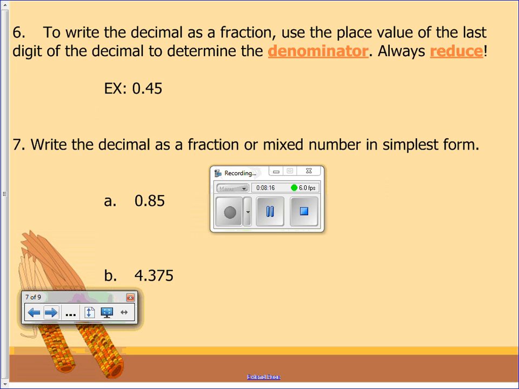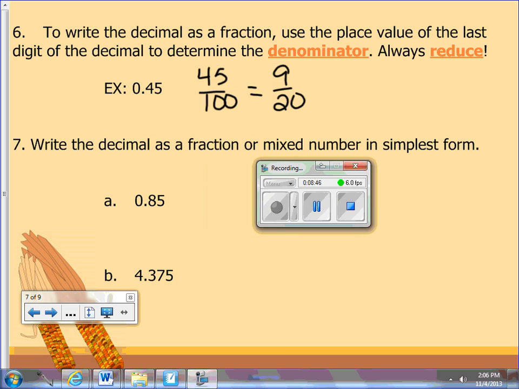To write the decimal as a fraction, use the place value of the last digit of the decimal to determine the denominator. Always reduce. So in this example, write it as it's read, 45/100, but we will always reduce. So 45/100 reduced is 9/20. So our final answer would be 9/20.